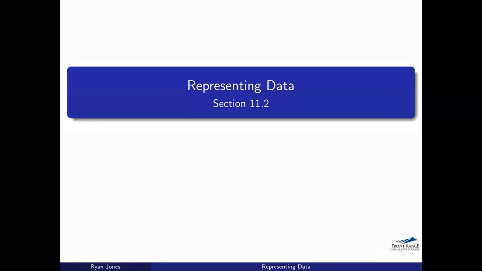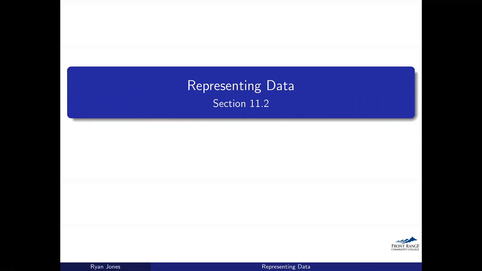Hello, let's go ahead and work on a lecture here on representing data. This will be in some ways similar to the last lecture where we talked about organizing data and gathering data, but here we're going to talk about how to format our data in a way that the results of that data can be interpreted very easily.